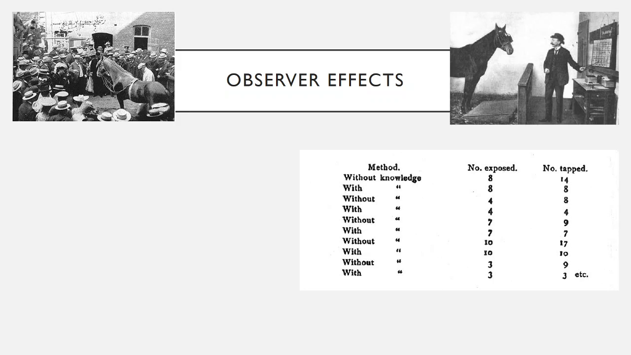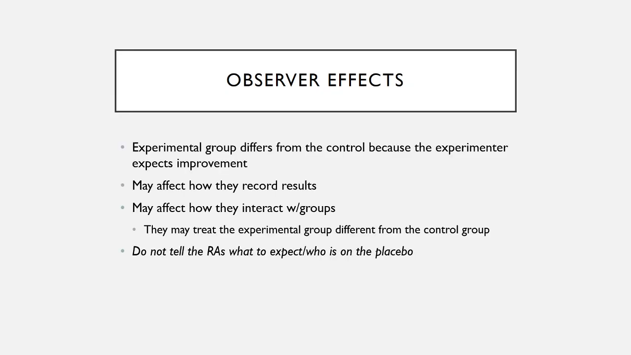So you obviously don't want that. The easy workaround for an observer effect is don't tell the research assistant which group is which. If you don't want the research assistant's expectations to impact how they record the data, just make sure that they're blind to which group is which.